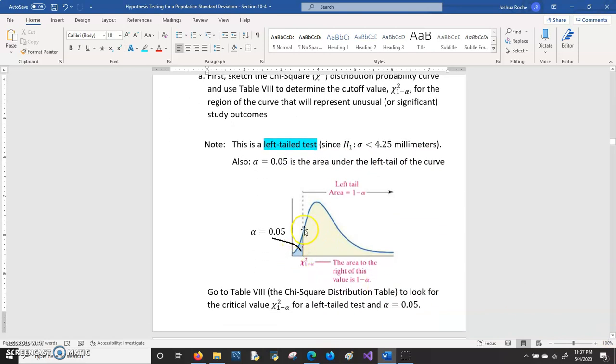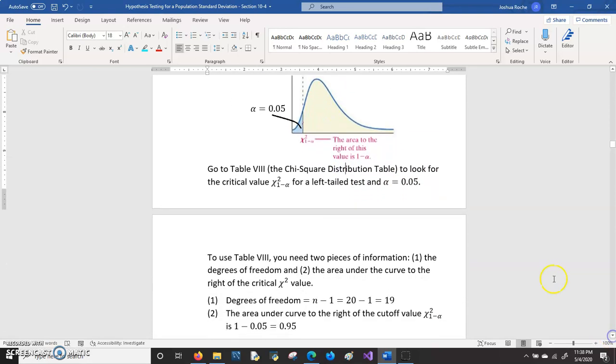And so the chi-square distribution will look something like this. This is a left tail test. Here is the cutoff chi-squared value, and alpha of 0.05, that's the area of that left tail. Now we can go to Table 8, the chi-square distribution table, and use that to look for that critical cutoff value for the left tail of our test.